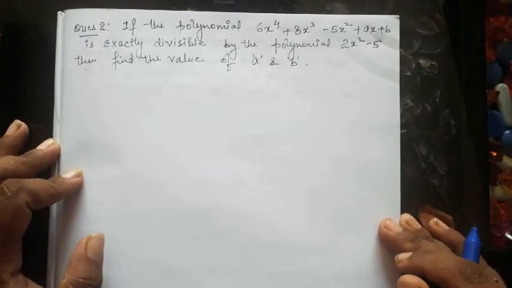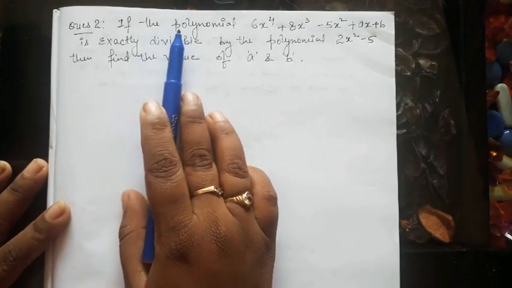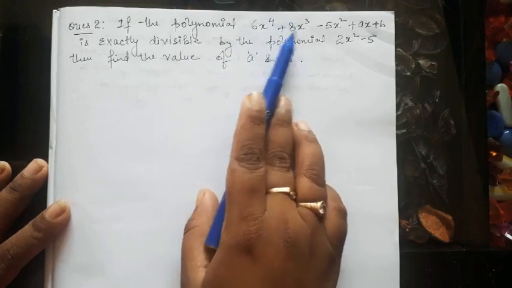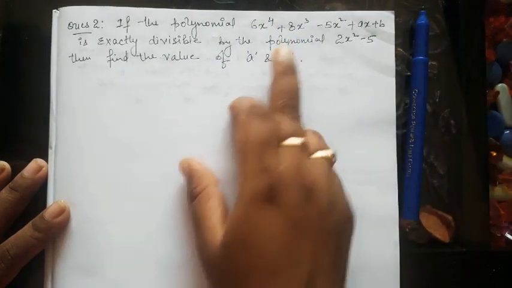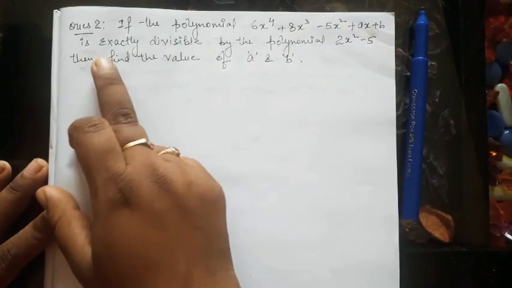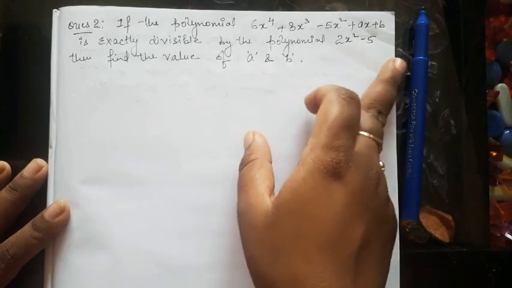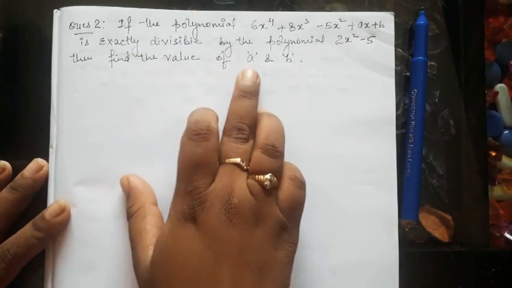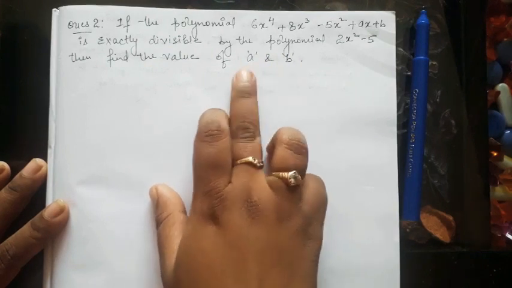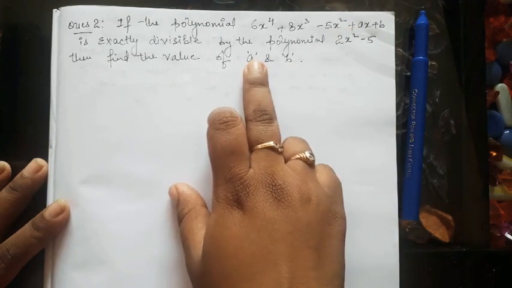Let's go for the next question, that is question number 2. Here it is: if the polynomial 6x raised to power 4 plus 8x cube minus 5x square plus ax plus b is exactly divisible by the polynomial 2x square minus 5, then find the value of a and b. Here b is a constant, and a is the coefficient of x.